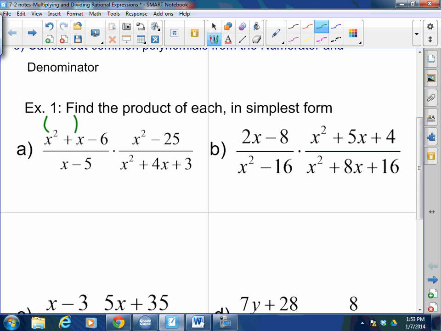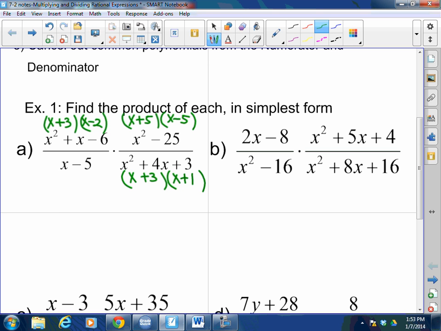Okay, so this one up here factors out to be x plus 3, x minus 2. Excellent. Great job. This one up here factors out to be x plus 5, x minus 5. Very good, because it is a difference of squares. This one over here is x plus 3 and x plus 1, because 3 times 1 is 3, 3 plus 1 is 4.